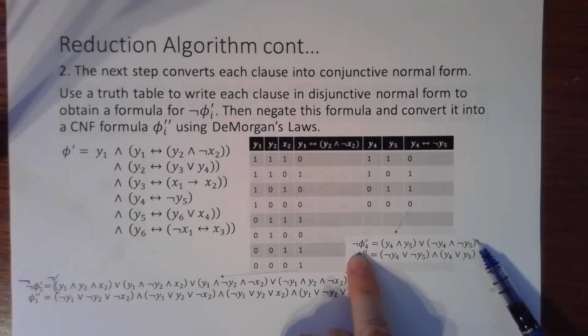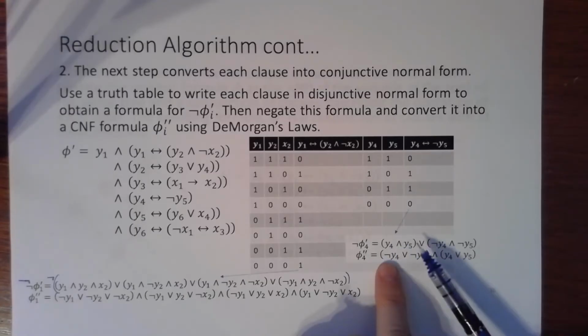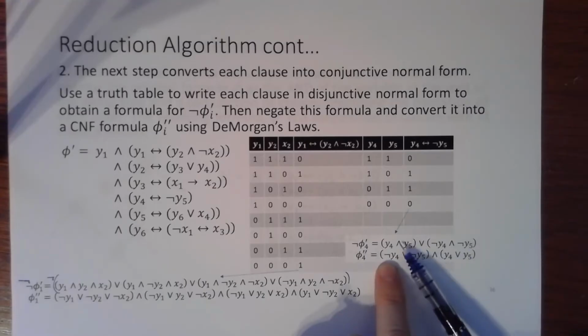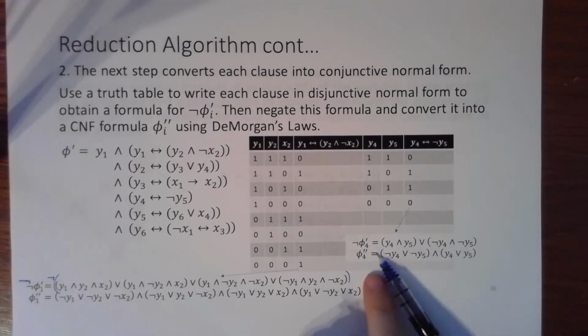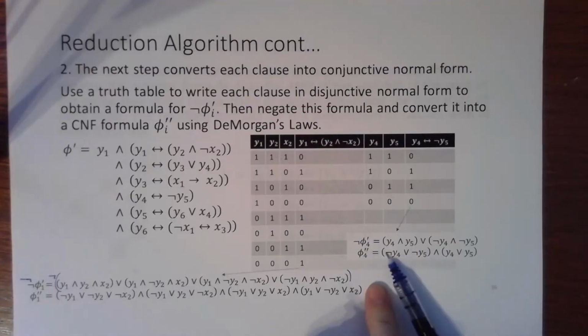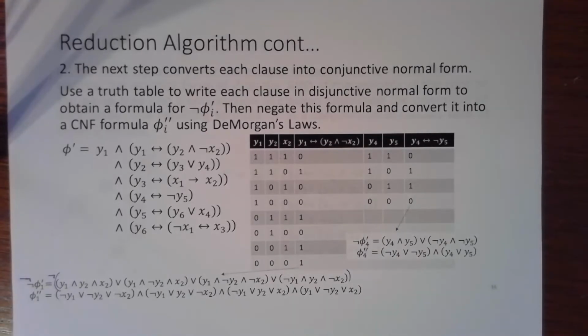When we negate it and apply De Morgan's laws, all of the literals, so the Y4 becomes not Y4, Y5 becomes not Y5, we just negate all of the literals, and all of the ands turn to ors, all of the ors turn to ands. And so now this is in conjunctive normal form because we have a conjunction of these two disjunctions. So that completes step 2.